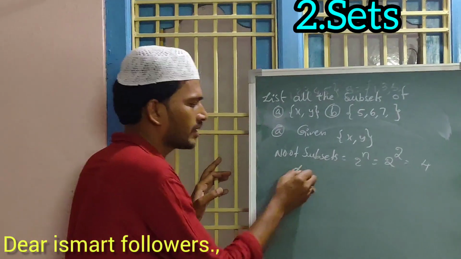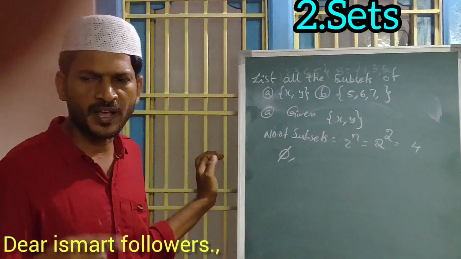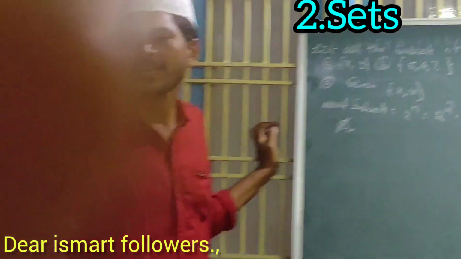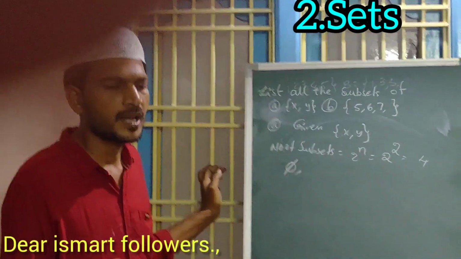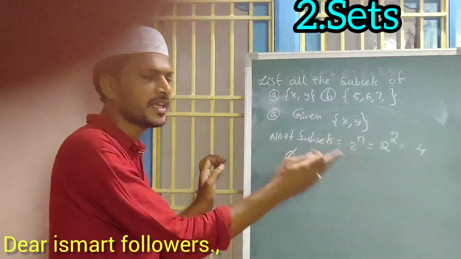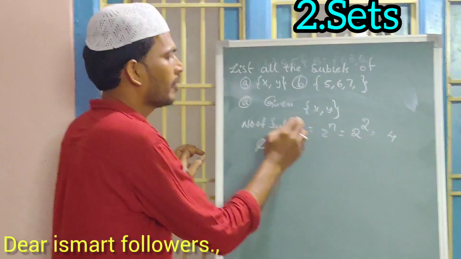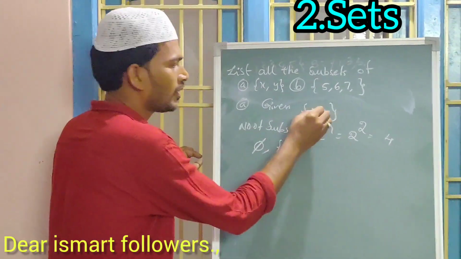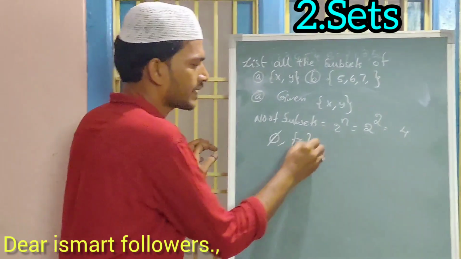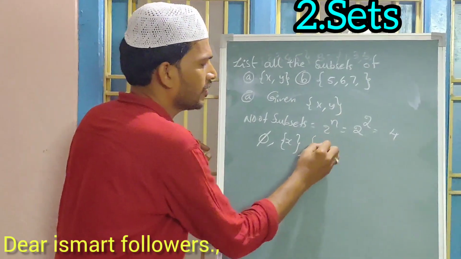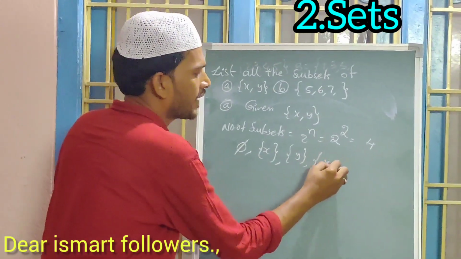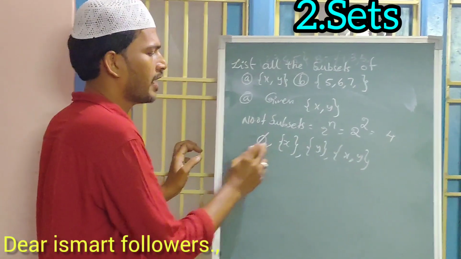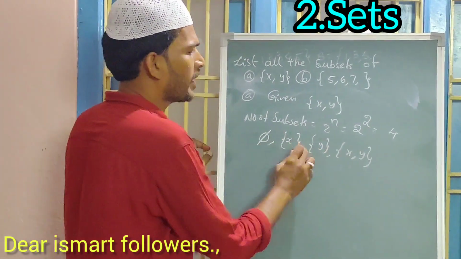First you write pi. Pi is a subset of every set because pi is the empty set. That's why pi is a subset of every set. Next, what is the first element? X. Next, what is the second element? Y. Next, x comma y. Now you see 1, 2, 3, 4. How many subsets are there?